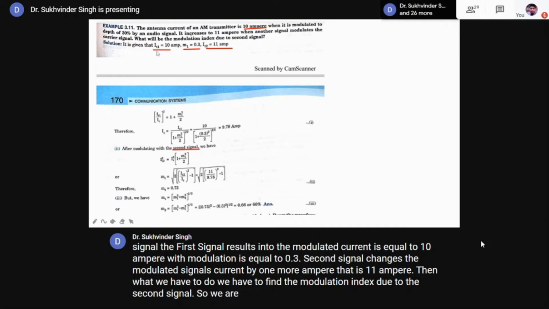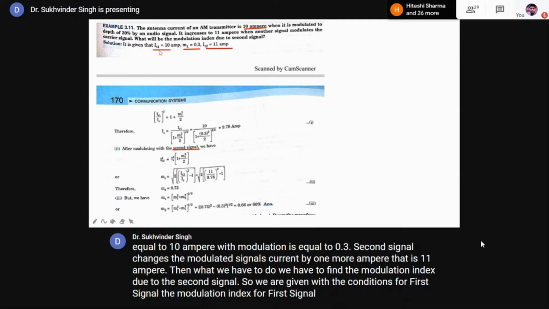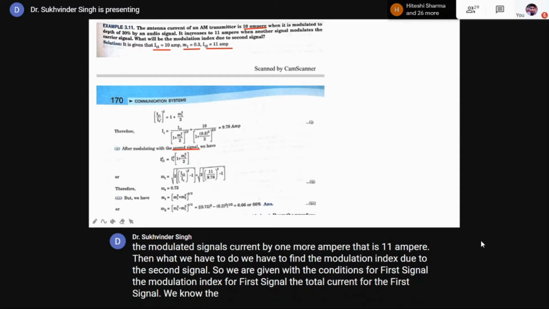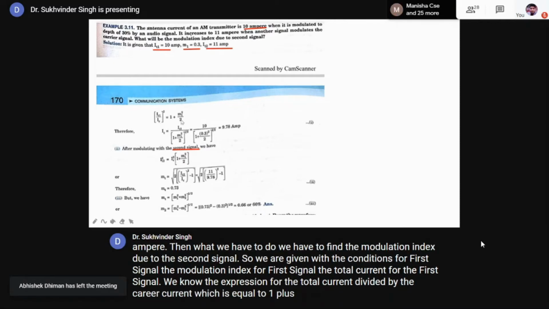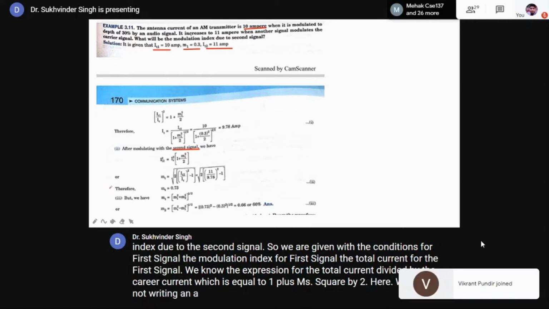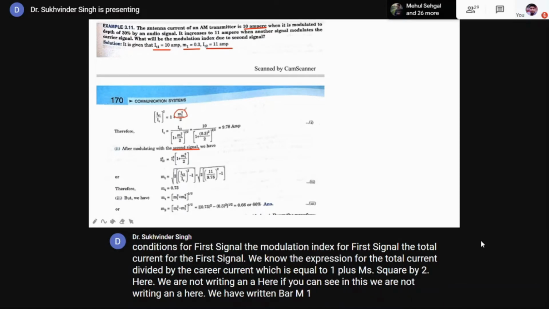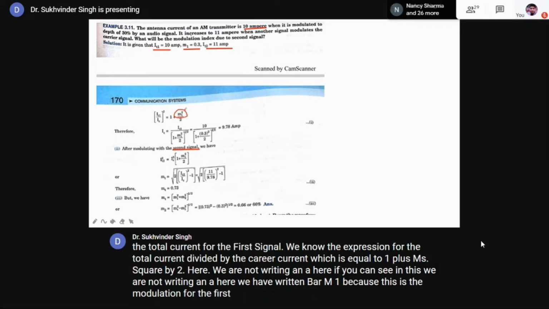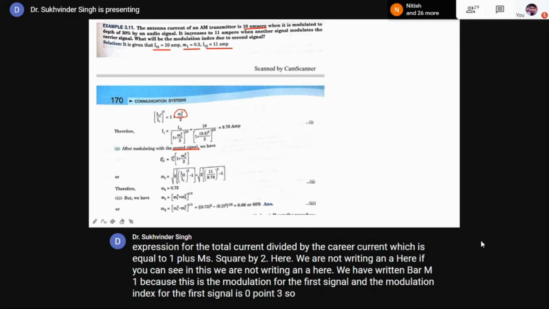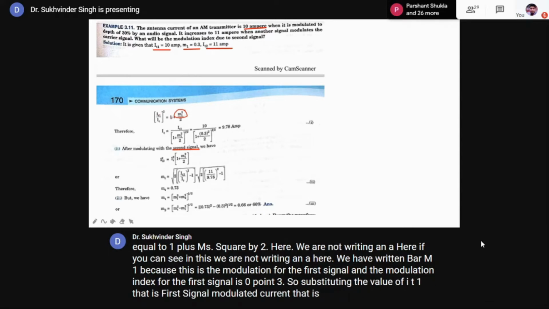So we are given the conditions for the first signal: the modulation index and the total current for the first signal. We know the expression for the total current divided by the carrier current, which is equal to the square root of 1 plus MA square by 2. Here we write M1 instead of MA because this is the modulation for the first signal, and its modulation index is 0.3. So we substitute IT1, the first signal modulated current, that is 10 ampere.